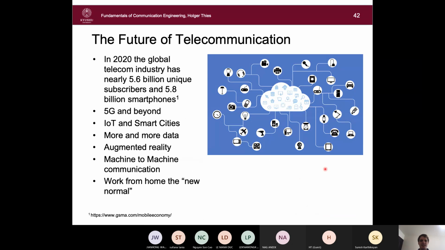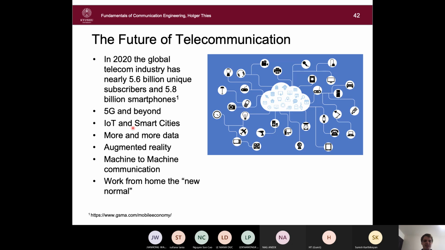And so, to end this lecture, what is the future of telecommunications? This area remains an active area of research. According to one source, in 2020, the global telecom industry had nearly 5.6 billion unique subscribers and 5.6 billion smartphones. So nearly everybody owns a smartphone today. And well, 5G technology has been launched, and there will be 6G and so on in some time.